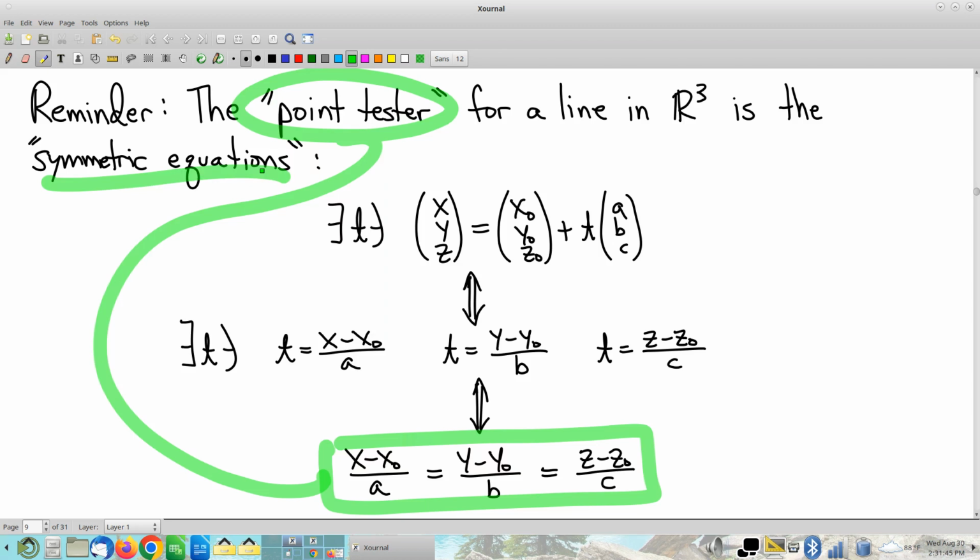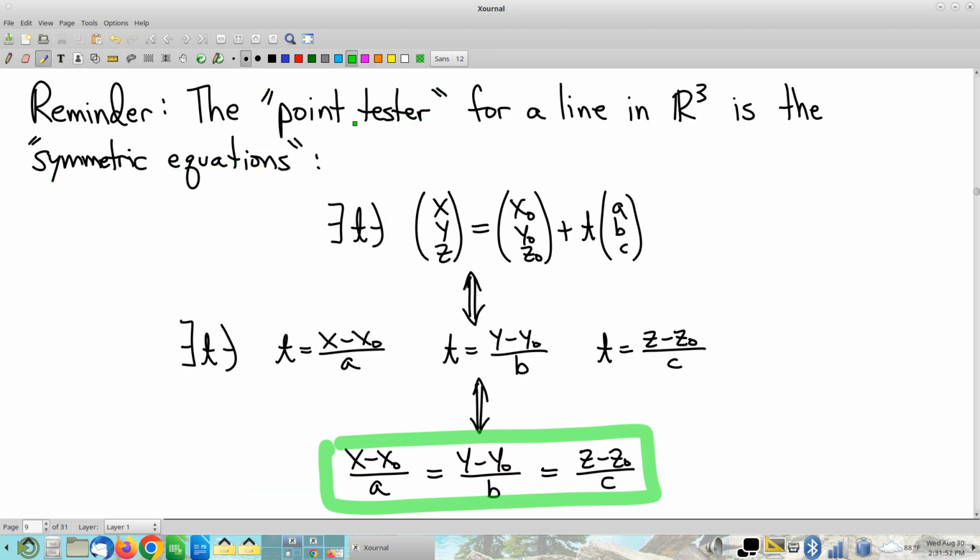So there's your point tester. This is called the symmetric equations for a line. And nice construction. Sometimes you have a point generator, but you want a point tester, and this is how you do it.